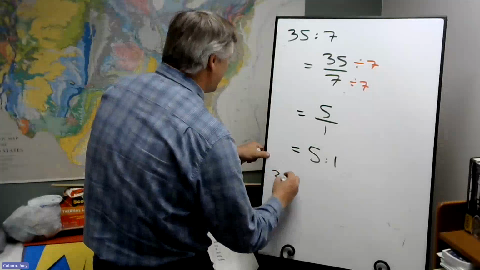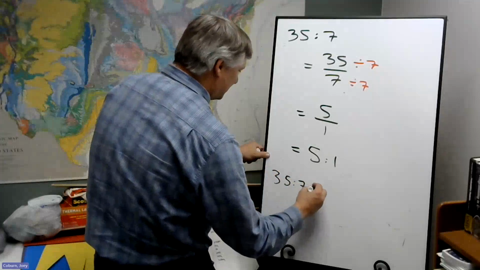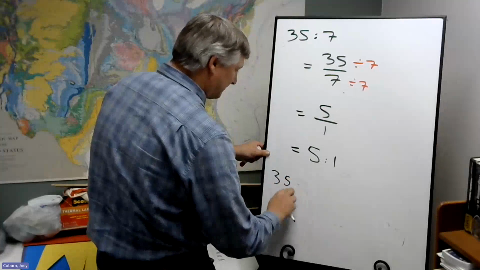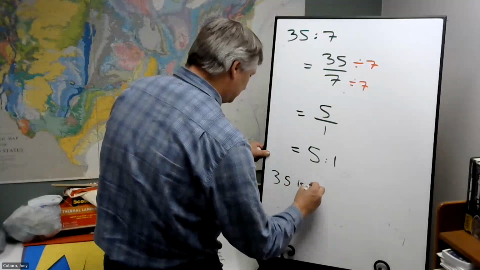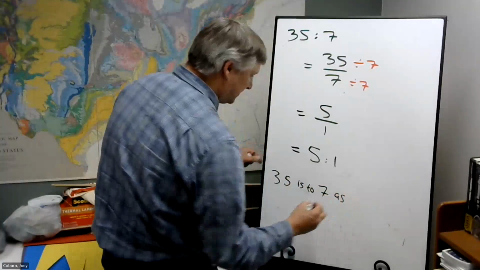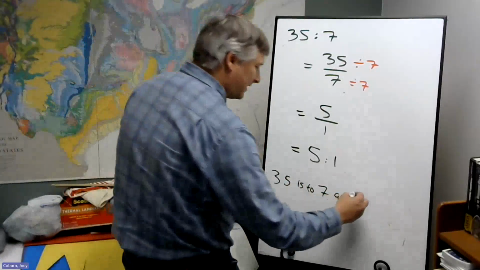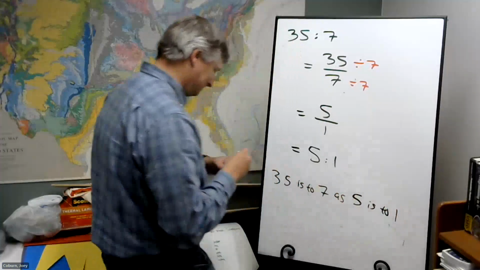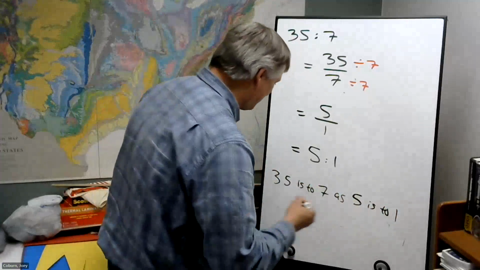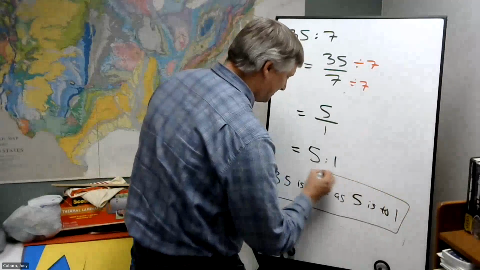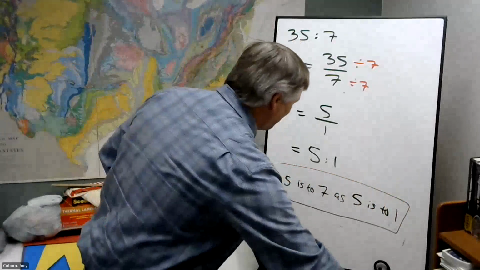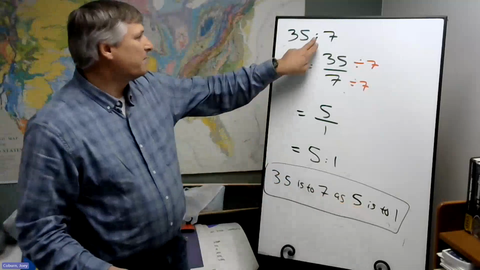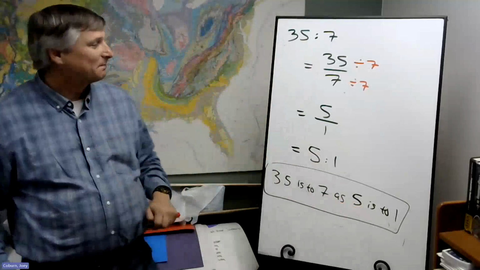And so we'd say 35 to 7, or back up a little bit here, 35 is to 7 as 5 is to 1. So we might reduce a ratio like this, go from this to that.